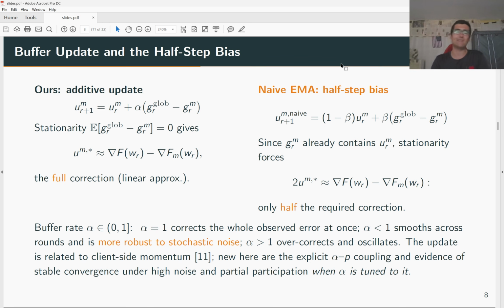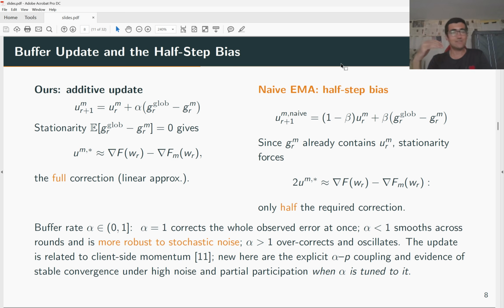One more word on alpha. Setting it to 1 tries to fix the whole observed error in a single round, while smaller values smooth the estimate over rounds and are much more robust to stochastic noise. Values above 1 overcorrect and oscillate, so we never use them.